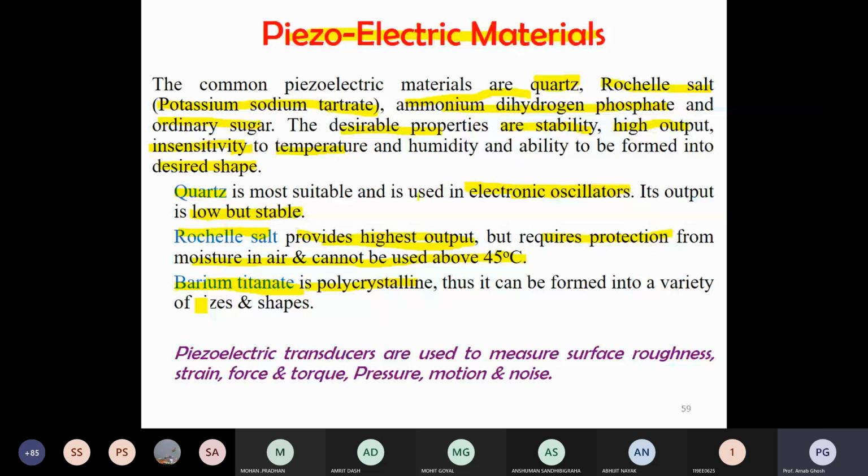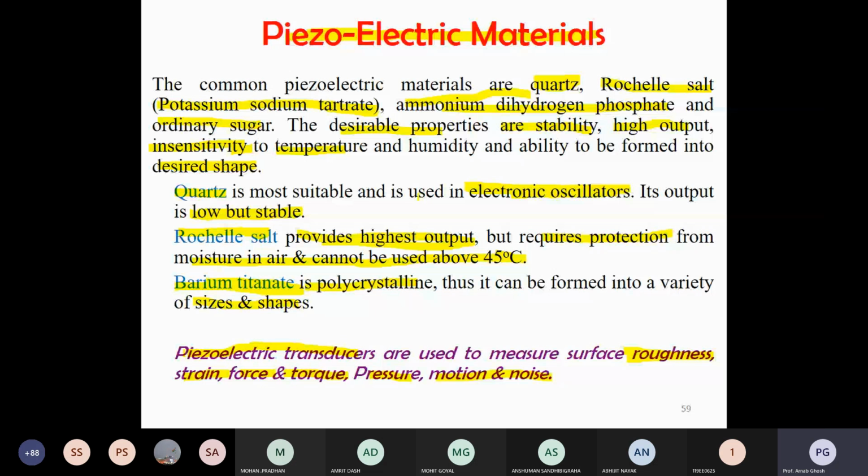Piezoelectric transducers are used to measure surface roughness, strain, force and torque, pressure, motion and noise. All of this is handled by piezoelectric materials. You should keep that in mind.